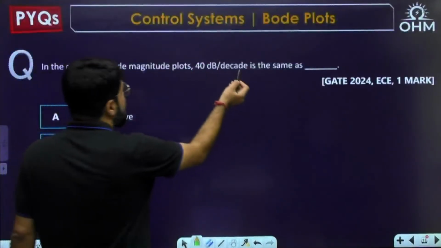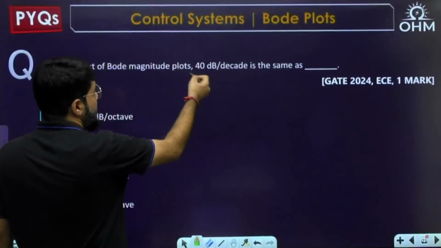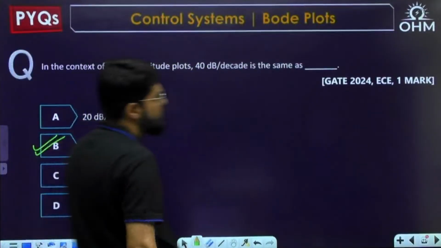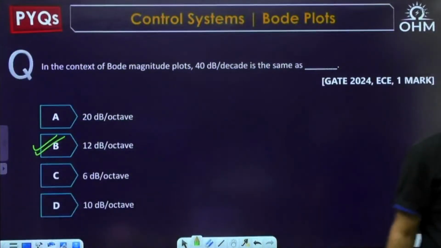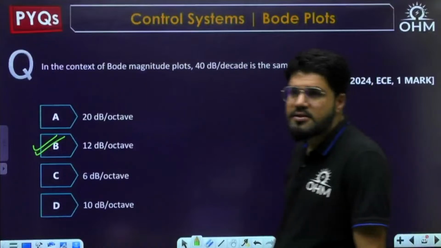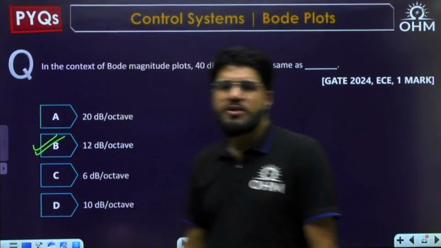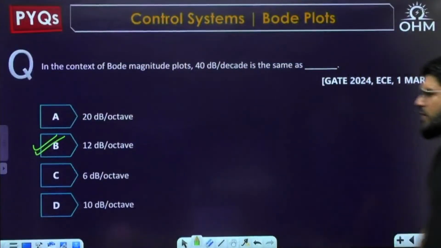So 40 decibel per decade will be equal to how much? If you double it, 2 into 6, that is 12. Option number B, that is 12. Option B is the correct answer: 12 decibel per octave in terms of octave.